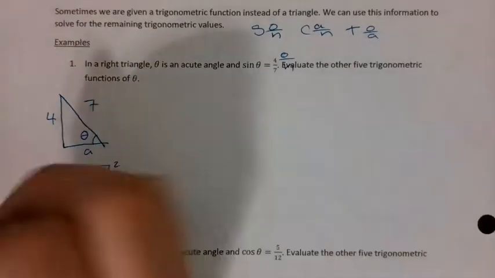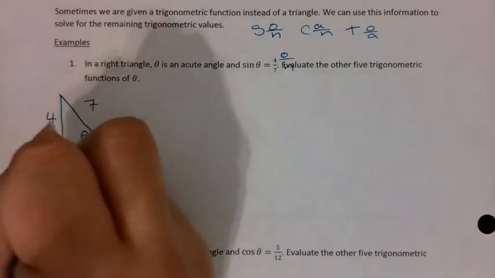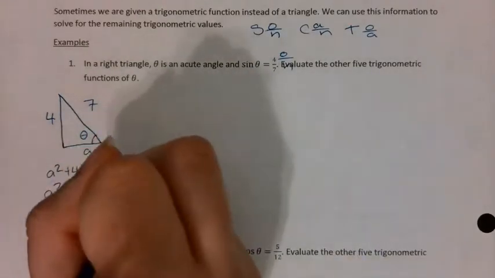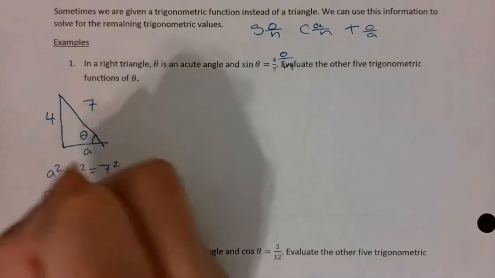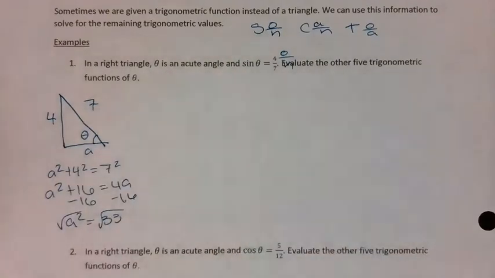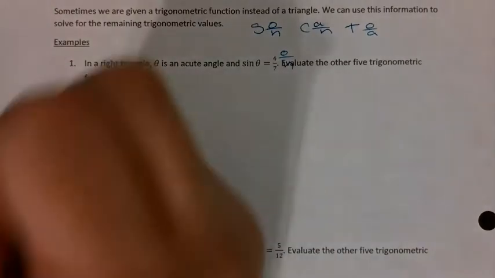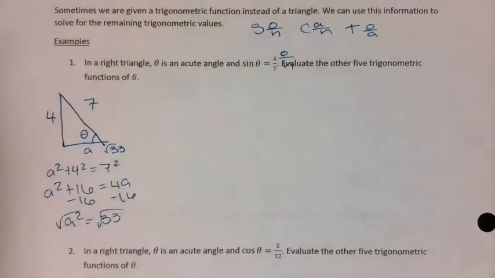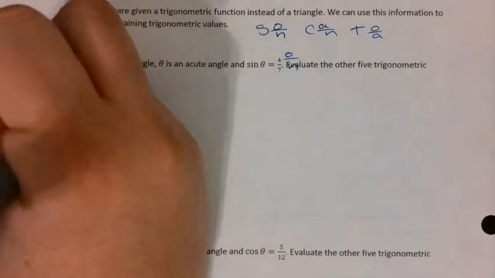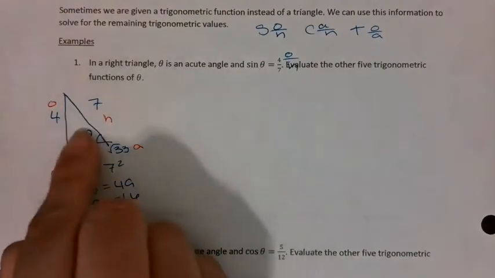Then I want to solve it out. So I have a squared plus 16 equals 49. Subtract 16 on both sides. I get a squared equals 33. Take the square root. I cannot take the square root of 33, so this one is just going to stay square root of 33. Then I want to label: this is going to be my hypotenuse, this is going to be my adjacent, and my opposite from the theta.